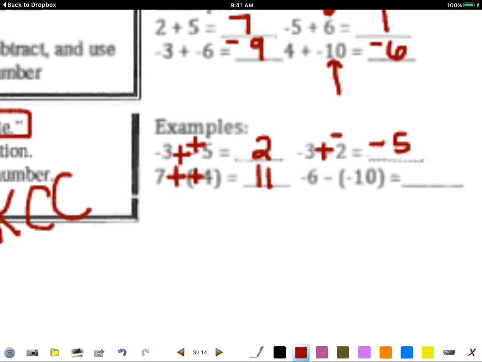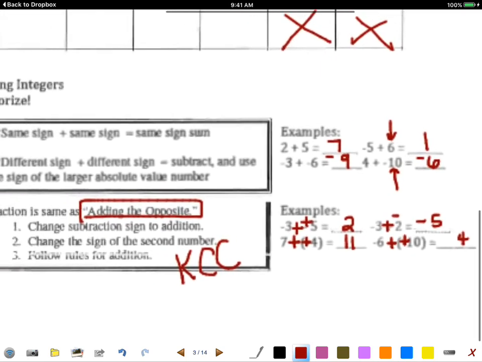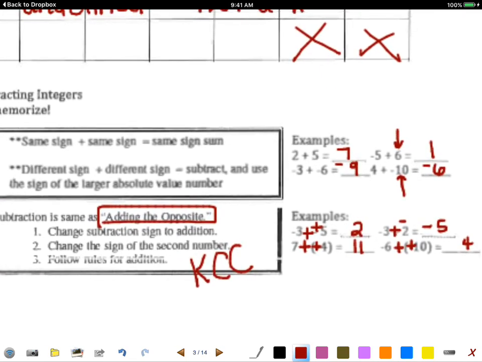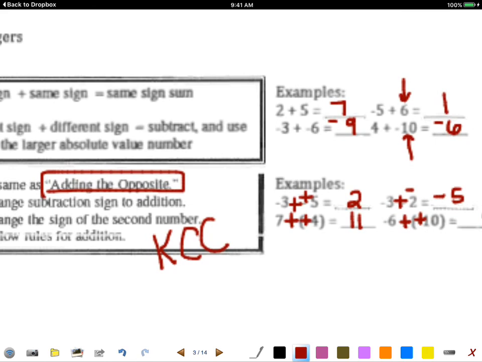Negative 6 minus negative 10. Subtraction goes to addition. The opposite of negative 10 is a positive 10. So now that's a negative 6 plus 10. A negative 6 and a positive 10, different signs. You find the difference. The difference is 4. 10 is bigger, so it's a positive 4. Now, if you haven't done much with that, that was very overwhelming. Okay? So some of you may have to do some extra practice, or come see me if you need some extra practice.